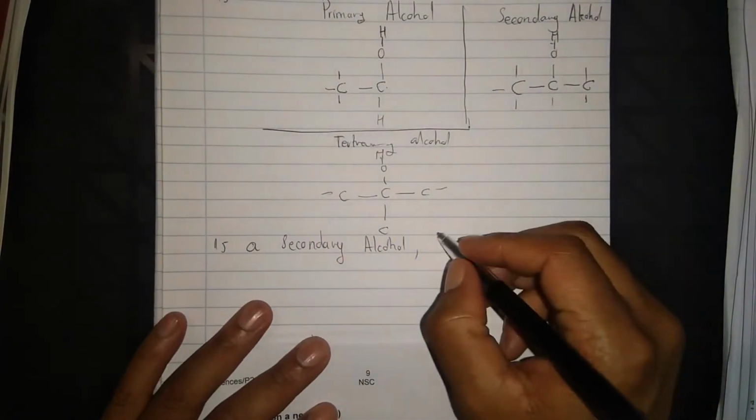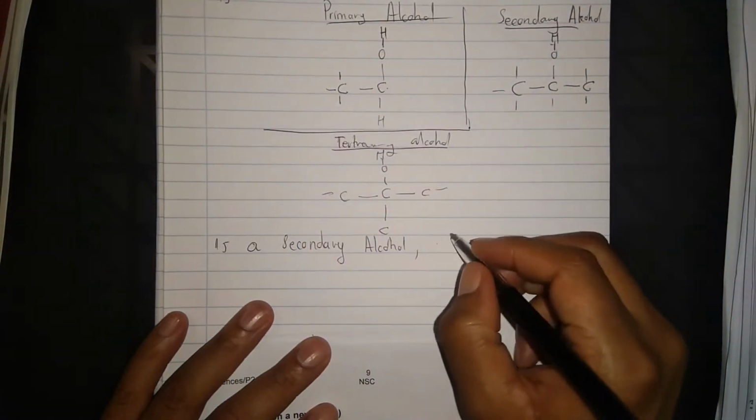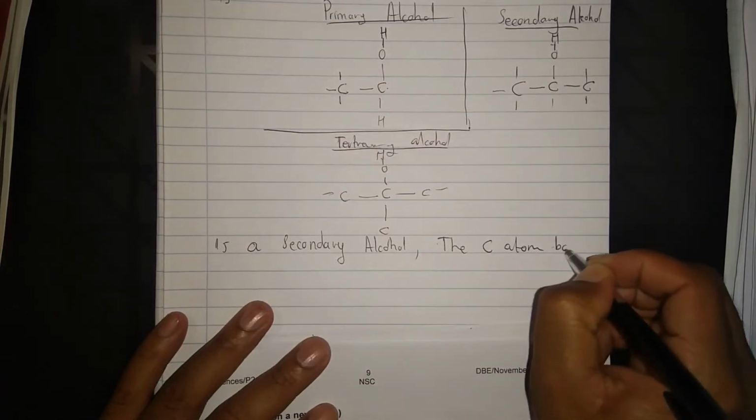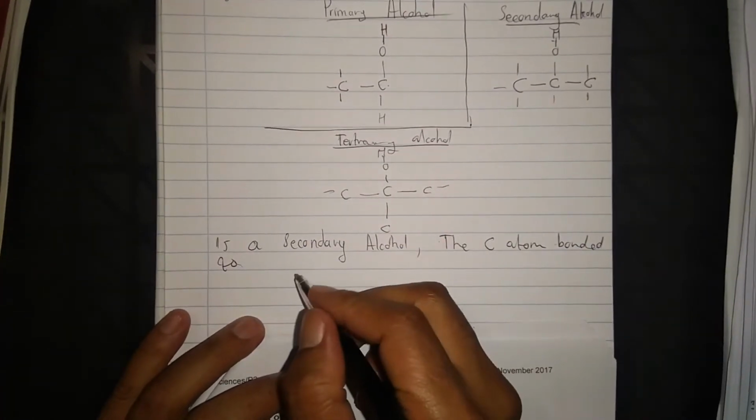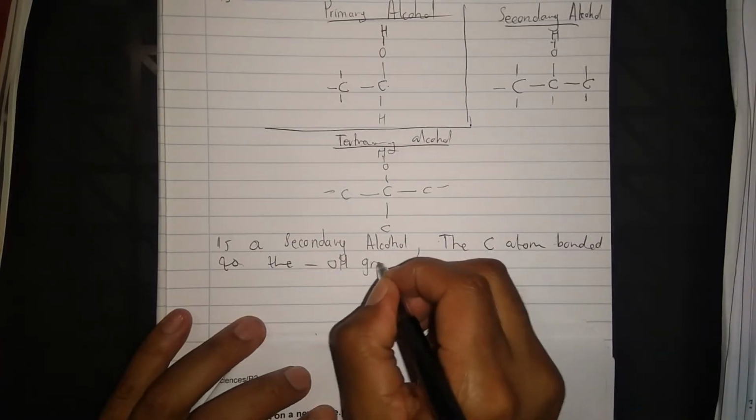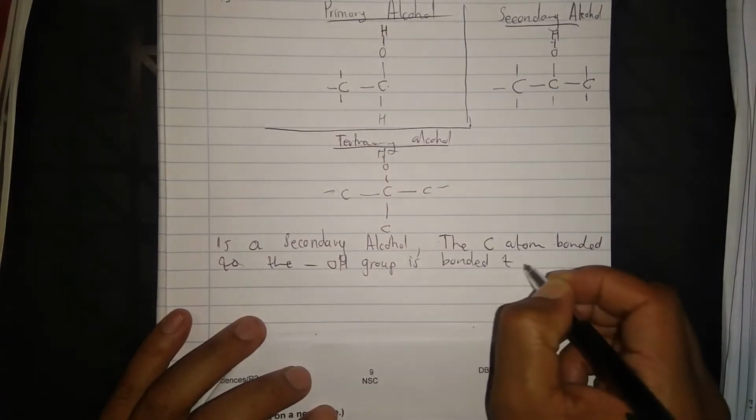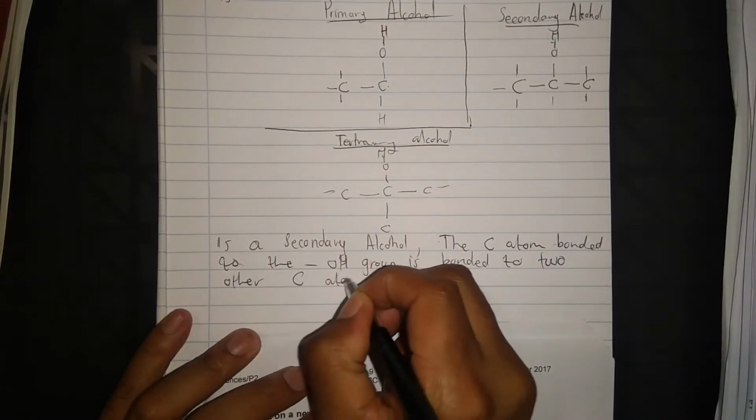Now they ask us to give a reason for the answer. So the reason is that the carbon atom bonded to the OH group is bonded to 2 other carbon atoms. That's the only reason.